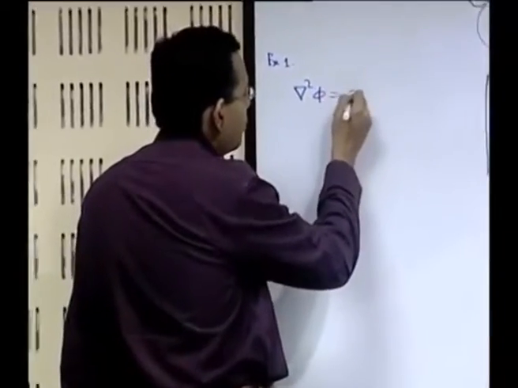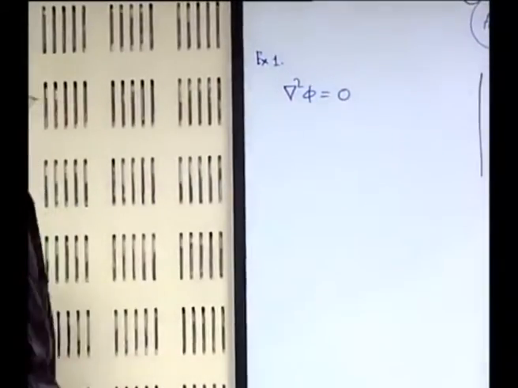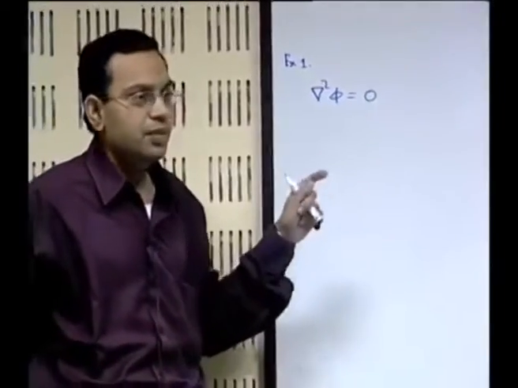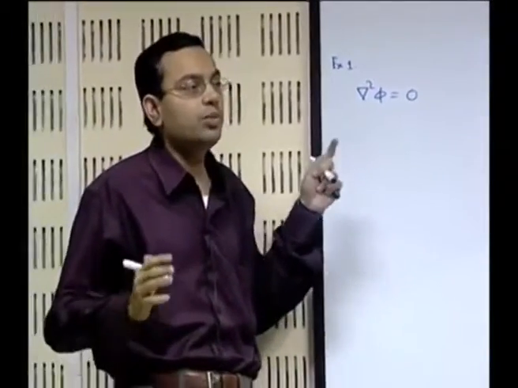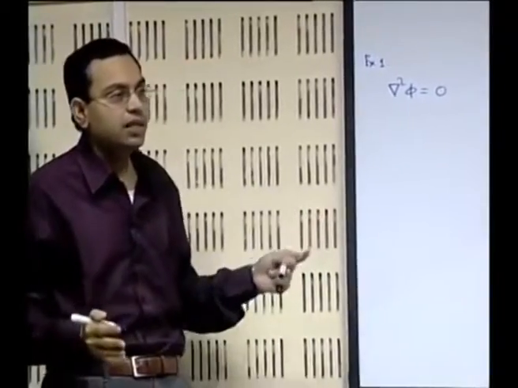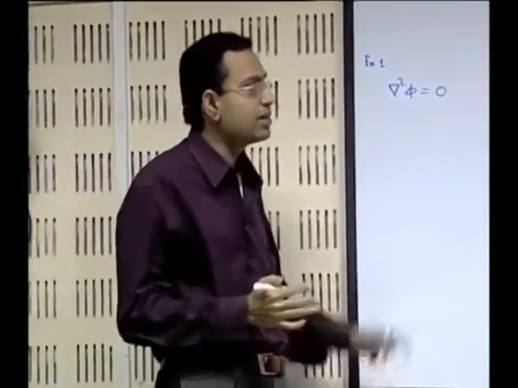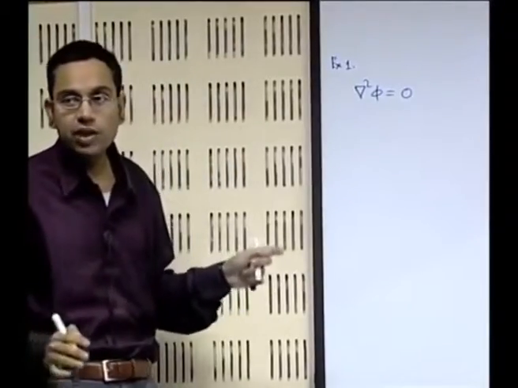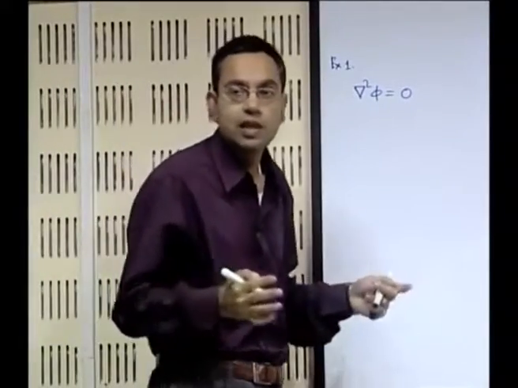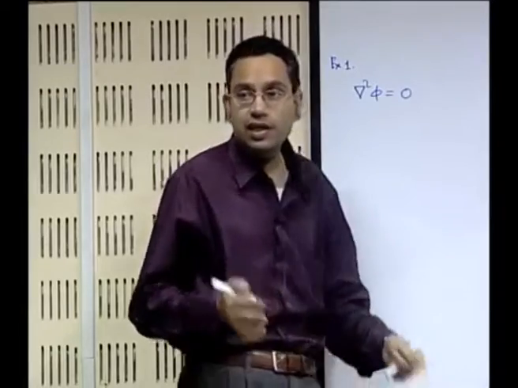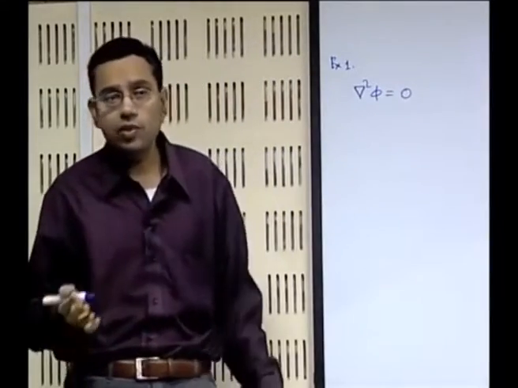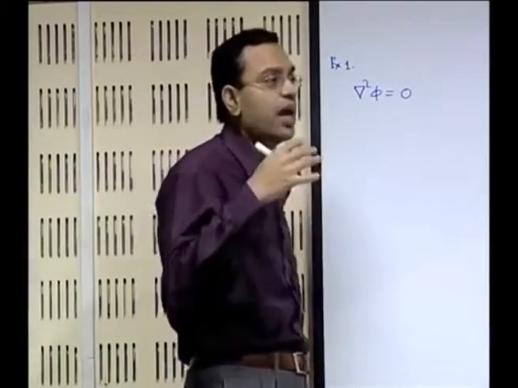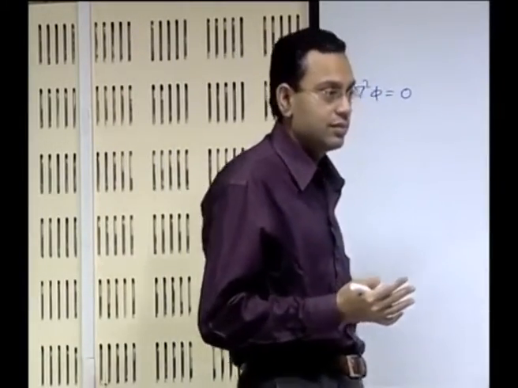Del square phi equal to 0. This is perhaps the most simple but most commonly encountered partial differential equation in mathematical physics, which is known as the Laplace equation. This Laplace equation is a prototype of many physical problems. Let us try to give some examples. One of the possible examples is steady state two dimensional heat conduction.